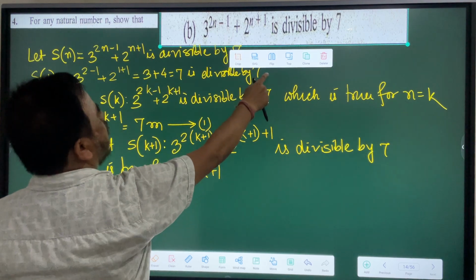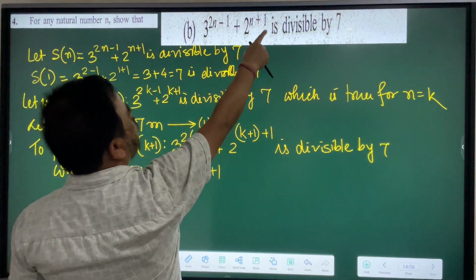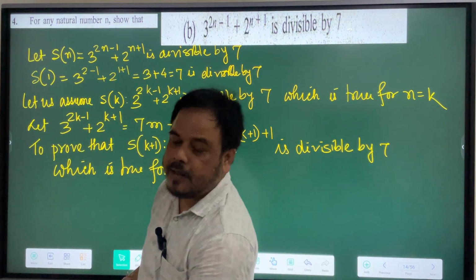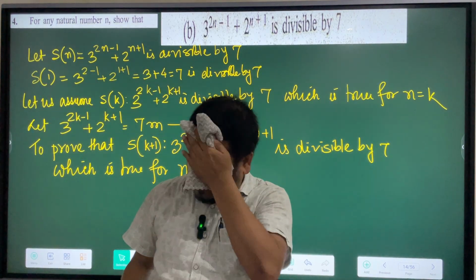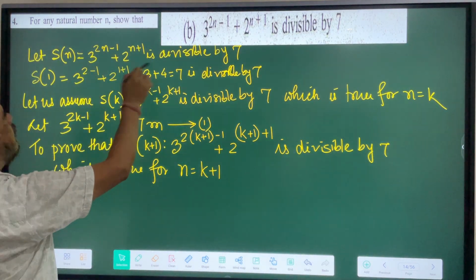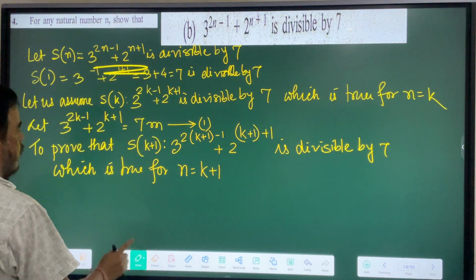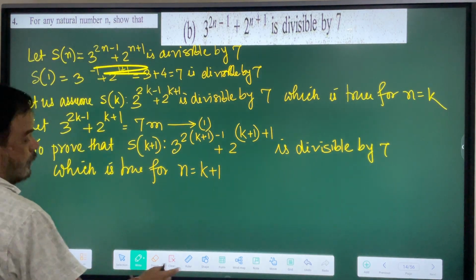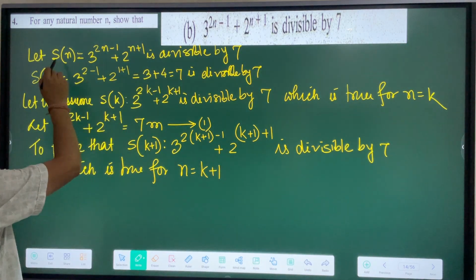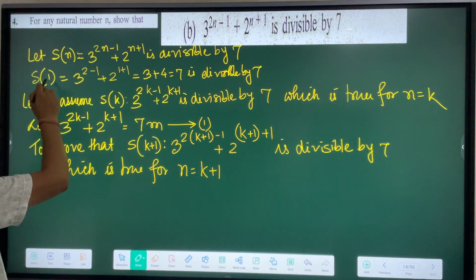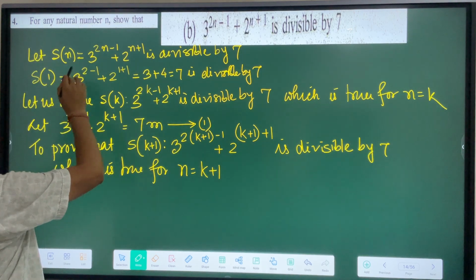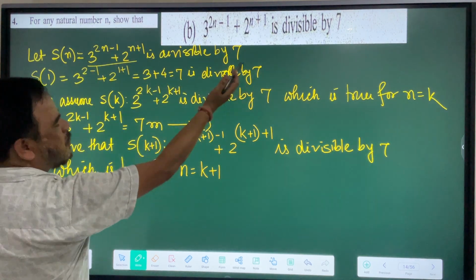3 to the power 2n minus 1 plus 2 to the power n plus 1 is divisible by 7. So the same thing we will do: S1, Sk plus 1. First, whatever term is given, we have taken Sn divisible by 7. In place of n we put 1: 3 to the power 2 minus 1 equals 7. So by putting 1 we have got this term equal to 7. So 7 is surely divisible by 7.